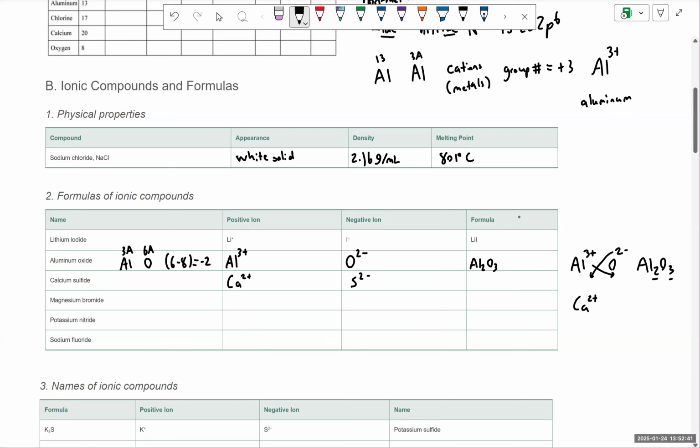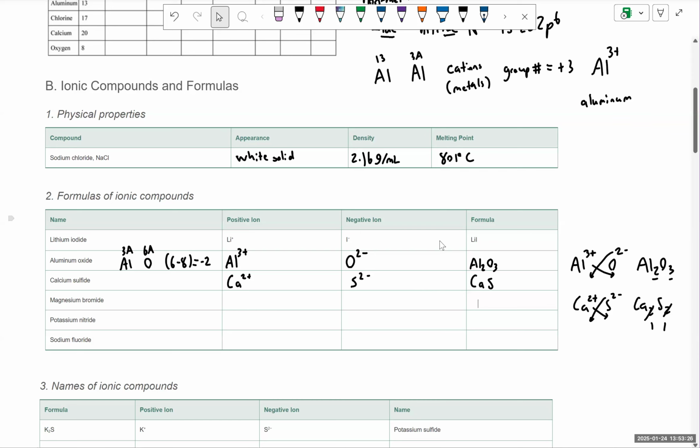And in this case, when we calculate the formula, what we notice is that this ratio of atoms can be simplified. 2 to 2 can be simplified into 1 to 1. And so we write out the formula for calcium sulfide as 1 calcium atom, 1 sulfur atom, because we want the simplest ratio of ions. Okay, so with that set of examples, you'll complete the remainder of this table.